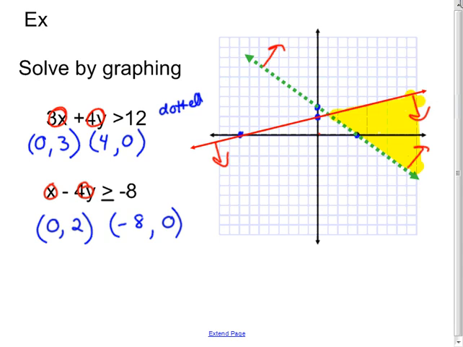So now I should be able to pull out any coordinate point off of the shaded region, such as 10, 1. That's just one specific point that I picked out. That's part of my shaded region. So I should be able to put 10, 1 into both of these 2 equations, and it's going to be a true statement. So I can check it in the first one. So 30 plus 4, is that greater than, sorry, not equal to.